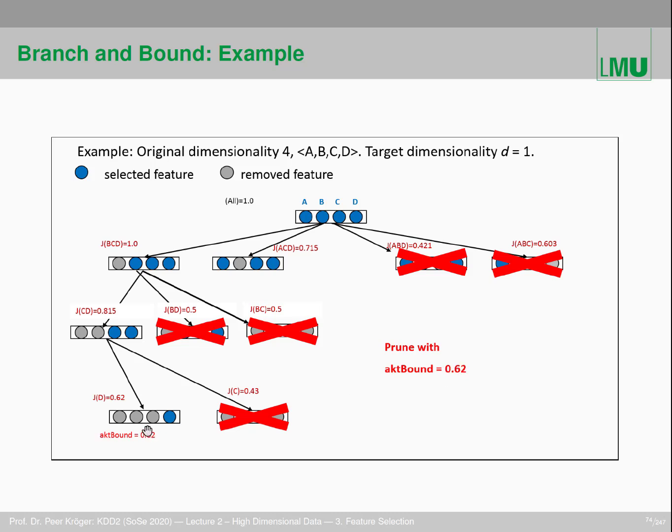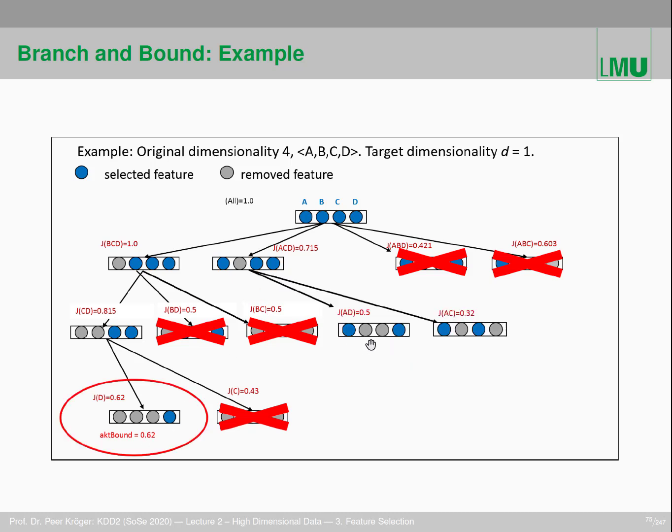The best current solution we found so far. The only thing where something can happen is this one here, because this one has a J value which is already still larger than this one here. So we have to expand this one and see, okay, the 2-dimensional projections here have J values that are already also smaller than this one here, so they cannot contain any one-dimensional projections that are better than this one here. So we found this solution here as the best one. Okay.